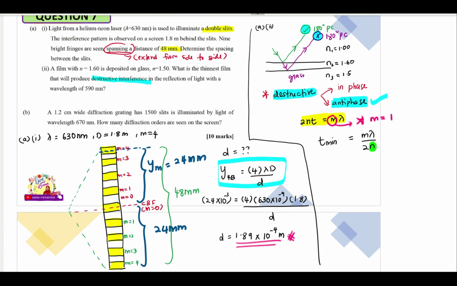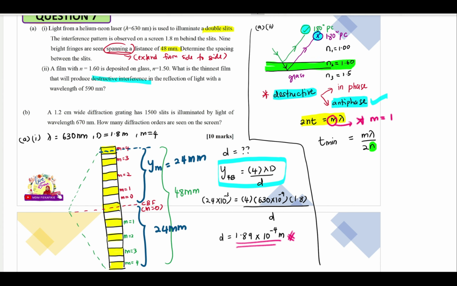Sebab ada 3n, ada 3 nilai n dekat sini, n1, n2, n3. Bila kita nak kira ini, kita kira apa? So the thinnest film, okay, maksudnya apa? Maksudnya inilah film ini tadi. This is the thinnest film. Okay, this is the refractive index of the film.